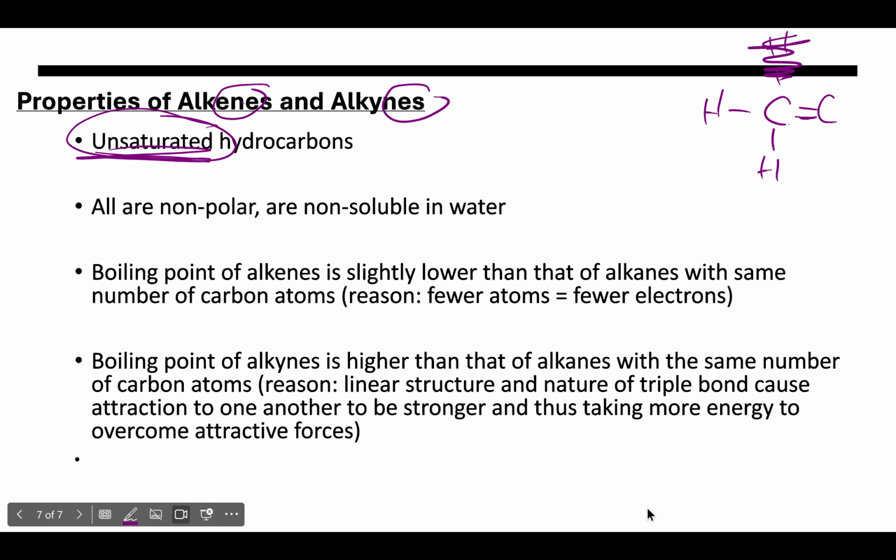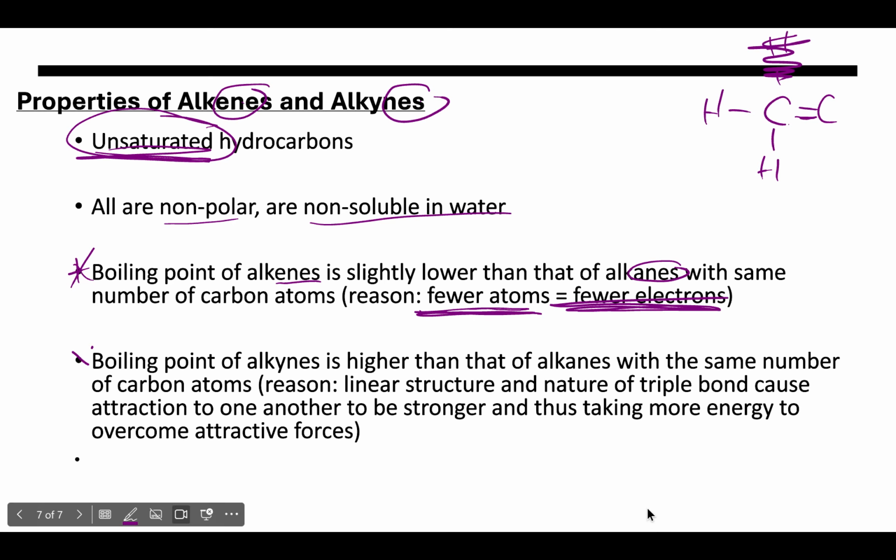Just like alkanes, all alkenes and alkynes are nonpolar, which means they are not soluble in water because like dissolves like. This point down here, boiling points of alkenes is slightly lower than that of alkanes with the same number of carbon atoms. And they give the reason here, you have fewer atoms, meaning fewer electrons. And if you think back to Chem 20, when we started to take a look at inter and intramolecular bonds, the more electrons you have, the higher your boiling point. So if you have less, your boiling point would lower a bit.